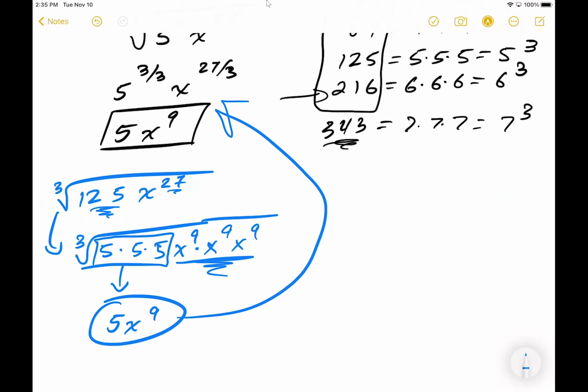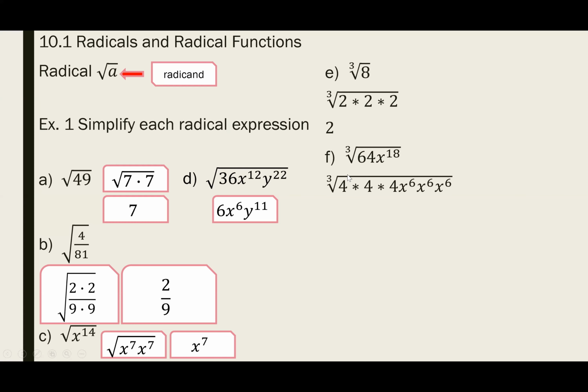Okay, so to go back to our problem, if you look at the f that we have, because I'm looking for a cube root, in this case I'm looking for 3 of the same. So again, 64 is a perfect cube because 4 times 4 times 4. x to the 18 is not a perfect cube as is, but I can divide this by 3 to give me x to the 6, x to the 6, x to the 6. And because I have a group of 3, I can bring out one of them, which is x to the 6.